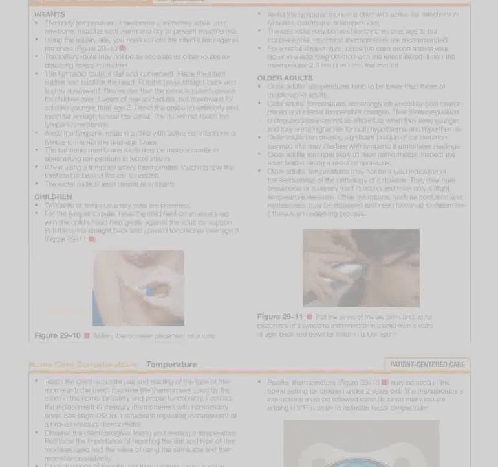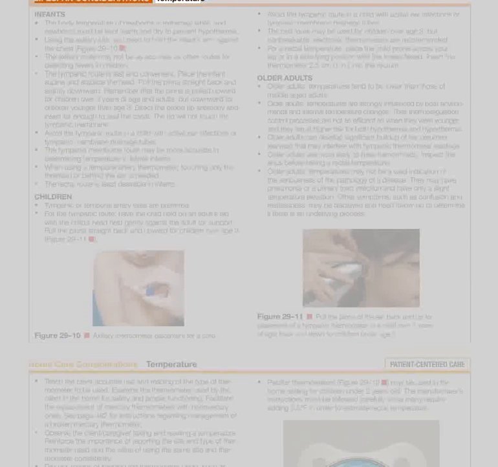Lifespan considerations. Temperature. Infants. The body temperature of newborns is extremely labile, and newborns must be kept warm and dry to prevent hypothermia. Using the axillary site, you need to hold the infant's arm against the chest, figure 29-10. The axillary route may not be as accurate as other routes for detecting fevers in children.